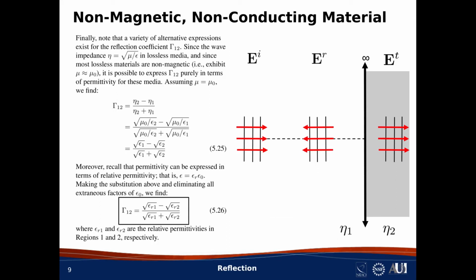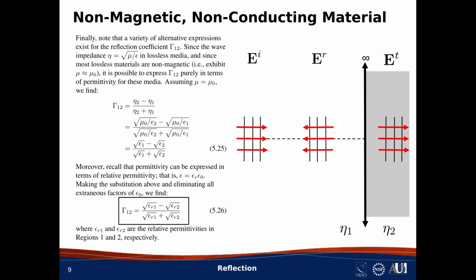The reflection coefficient gamma sub 1, 2 can be calculated in many different ways. Some of those different ways are more convenient if you know you are working with particular types of materials. In this slide, we're considering non-magnetic and non-conducting material. Non-magnetic means that the permeability, that is mu, is equal to its free space value. And non-conducting means that the conductivity is 0. For such a material, the only remaining unfixed material parameter is the permittivity, that is epsilon.